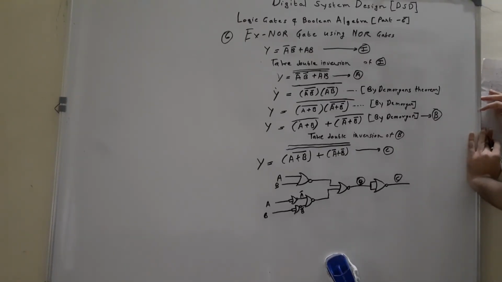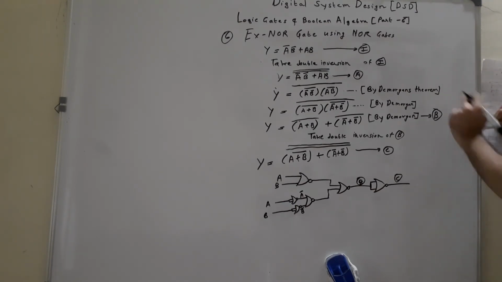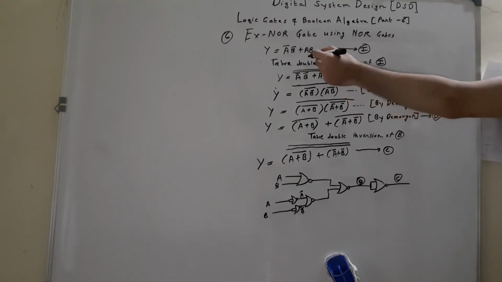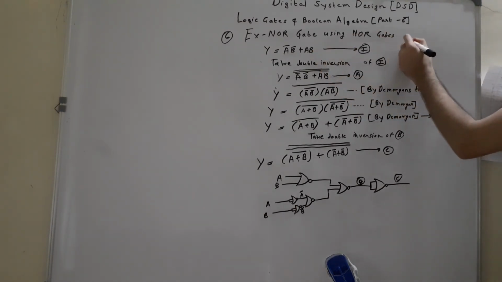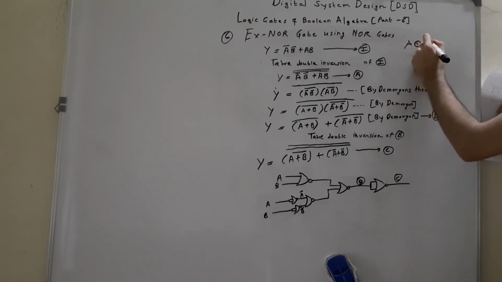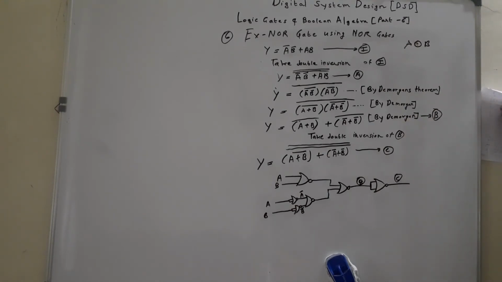Now we want to realize the last gate, that is the XNOR gate, using NOR gates. Now what was the logic expression for the XNOR gate? It was A XNOR B. See this dot encircled within a circle, meaning it indicates the XNOR logical operation.